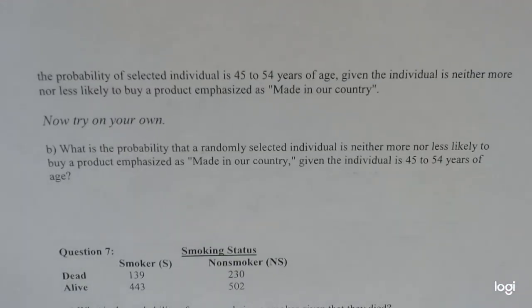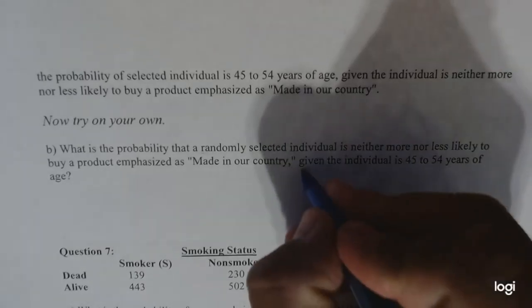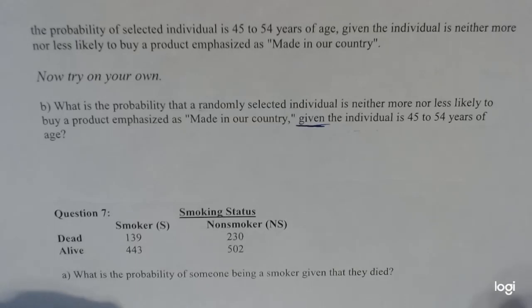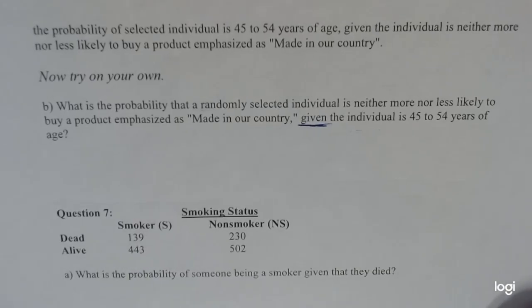So B says, what is the probability that a randomly selected individual is neither more or less likely to buy a product emphasized made in America, given the individual is 45 to 54 years of age? So notice I just swapped it, I just flipped the cases. So I'm going to give it a quick minute. Write down what is your event A and what is your event B. Quick pause. Okay, so hopefully you guys did it.